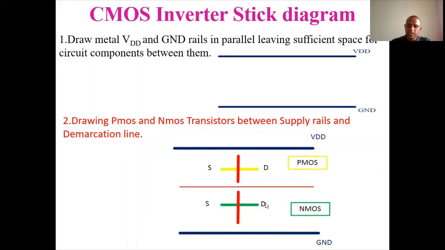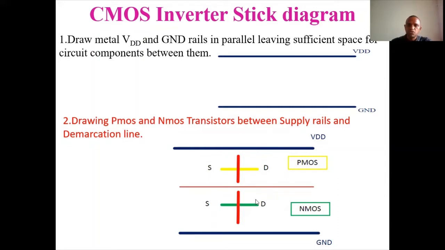So source and drain I will take on either end of this green stick, and the polysilicon side I will take as a gate terminal. So my work is done here. I have drawn the PMOS and NMOS transistors between the rails, that is VDD and ground. So this will form PMOS and this will form the NMOS.